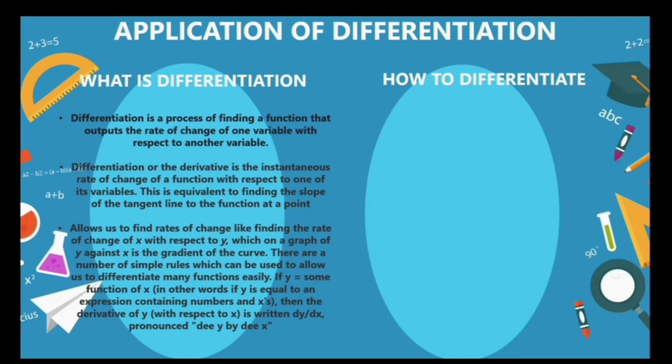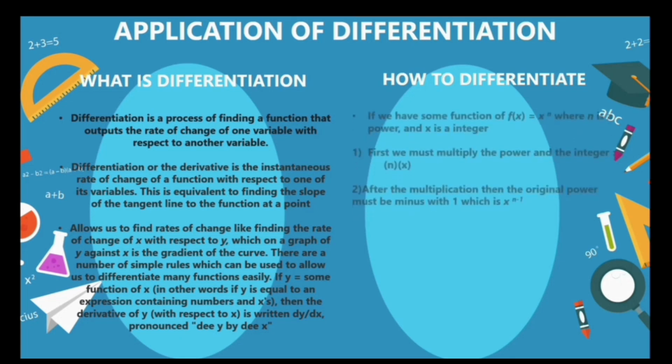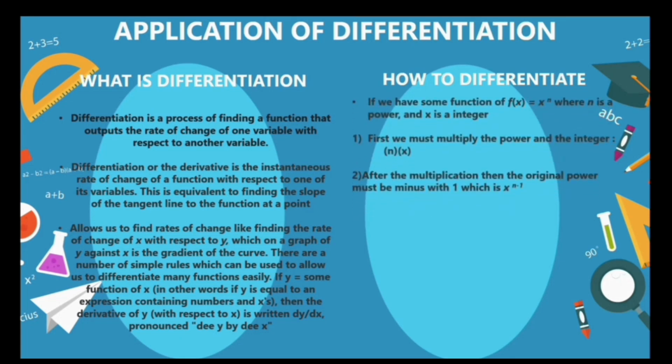There are a number of simple rules which allow us to differentiate many functions easily. If y equals some function of x, then the derivative of y is written and pronounced dy dx. So how to differentiate? If we have a function f(x) equals x to the power of n, where n is a power, first we must multiply by the power, n multiplied with x. Second, the original power must be reduced by 1, giving x to the power of n minus 1.